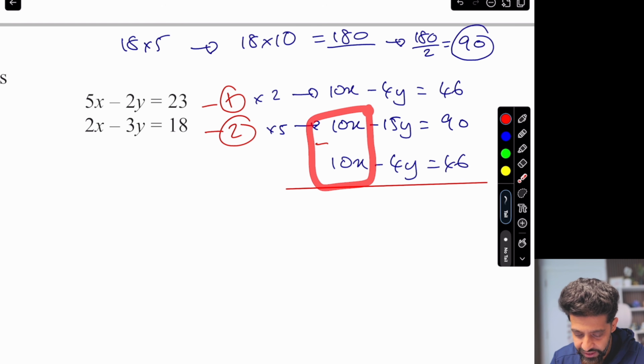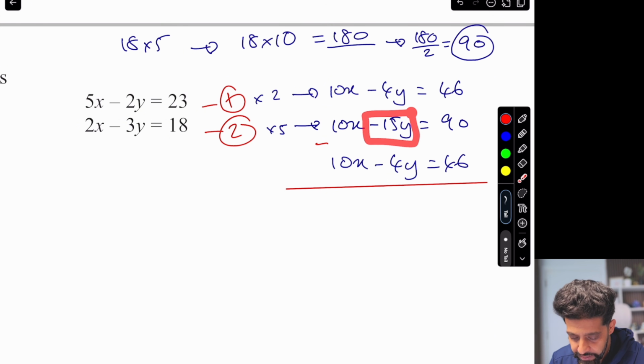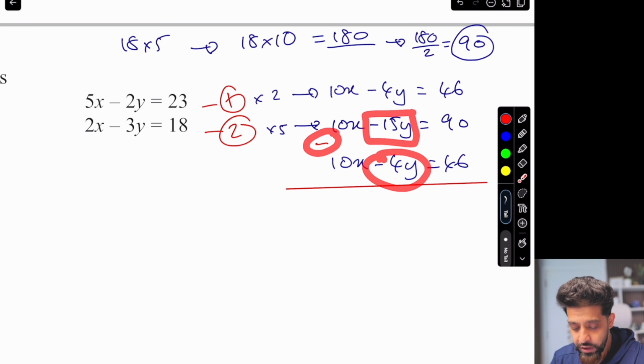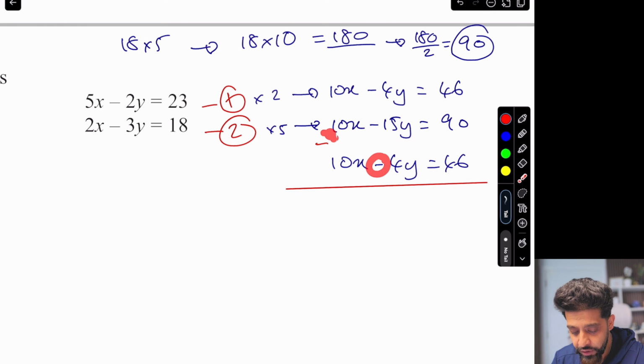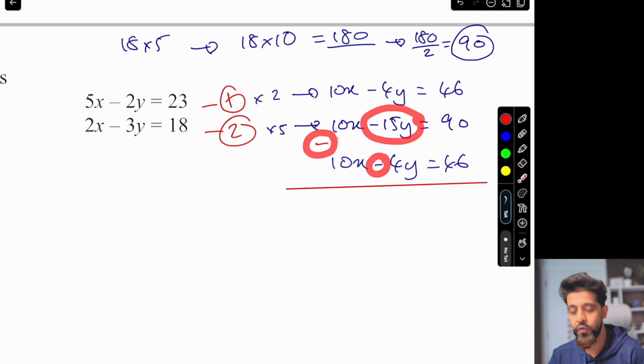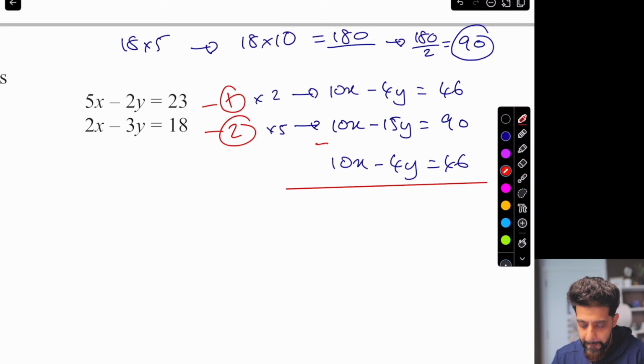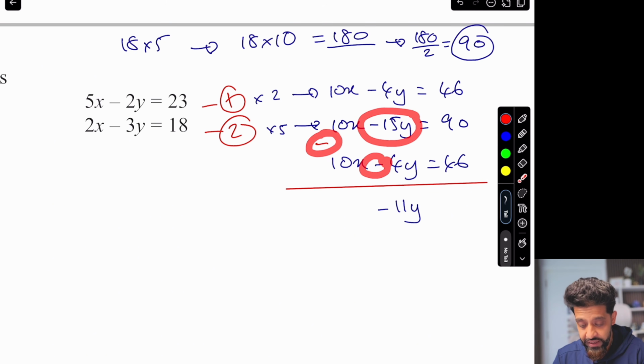So you're going to take this away now. That's 0, you don't need to write anything there. Now this one is important: minus 15y minus 4y. These two negatives will become a positive, so you do minus 15y plus 4y. What's minus 15y plus 4y? That is minus 11y. Remember, minus 15y minus a negative is a positive here, so that's why this becomes a plus.